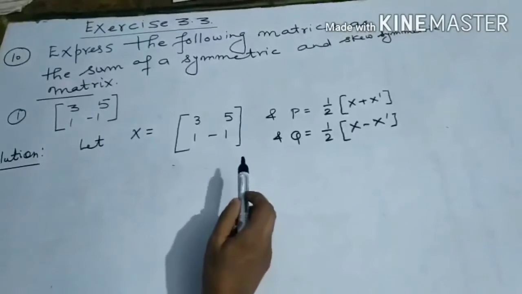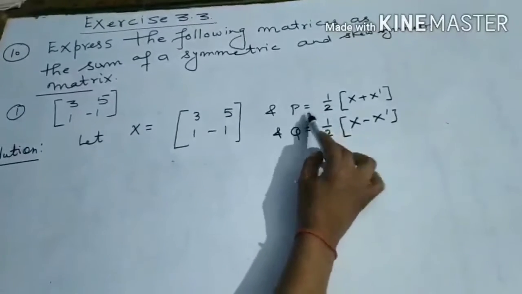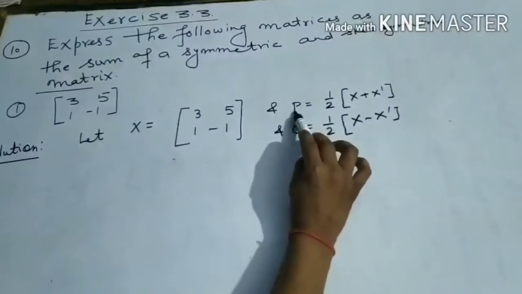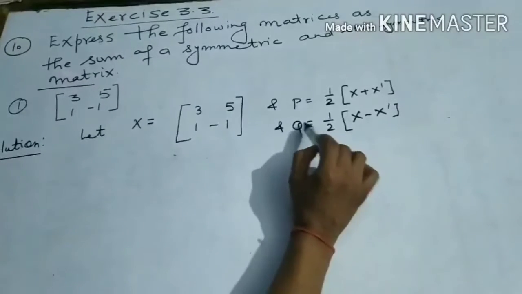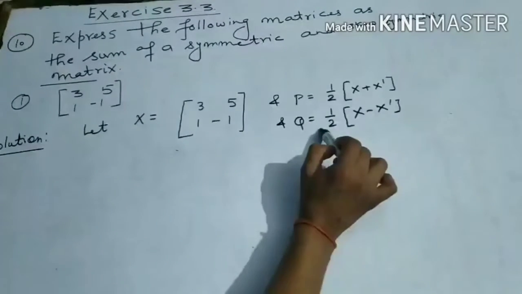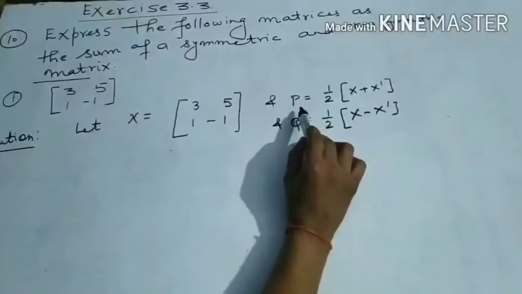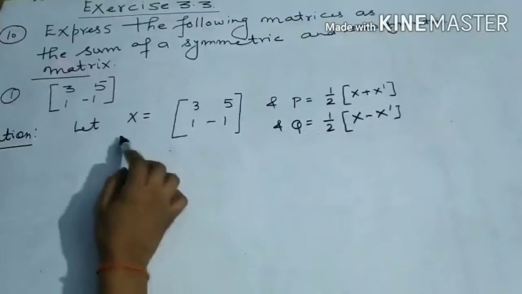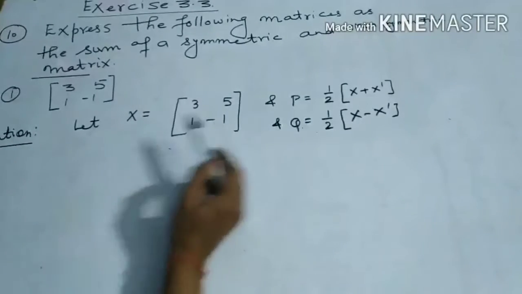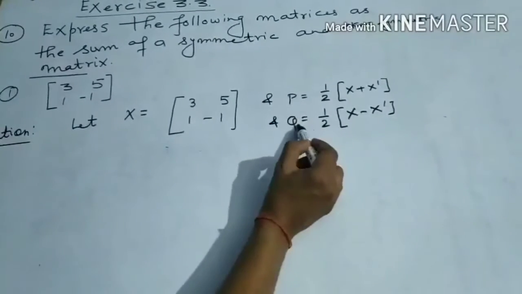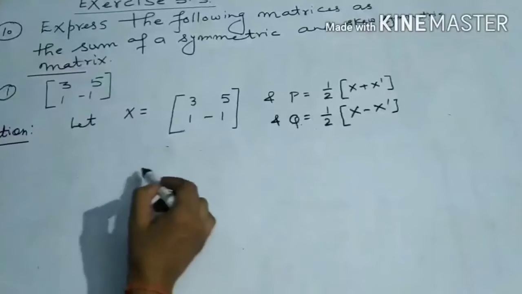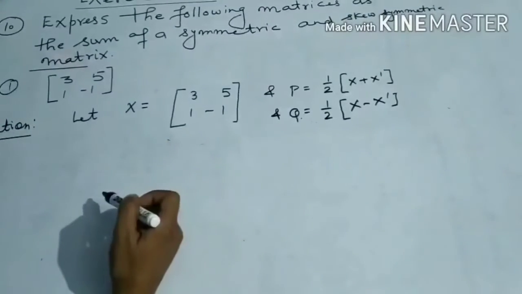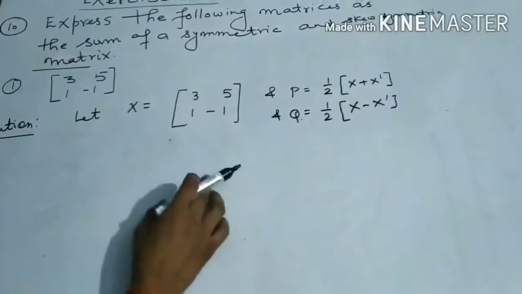Now here you have to see, first of all we are going to show that this matrix P is symmetric, and then that matrix Q is skew-symmetric. After that we will show that P plus Q is equal to X, means P is symmetric and Q is skew-symmetric, so symmetric plus skew-symmetric gives the matrix X. So let us proceed.